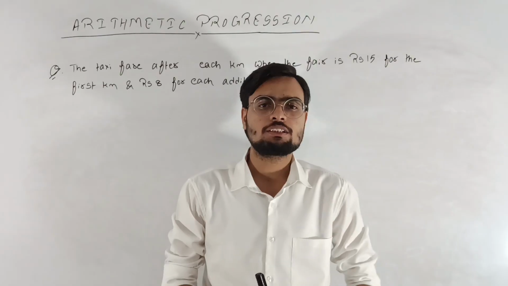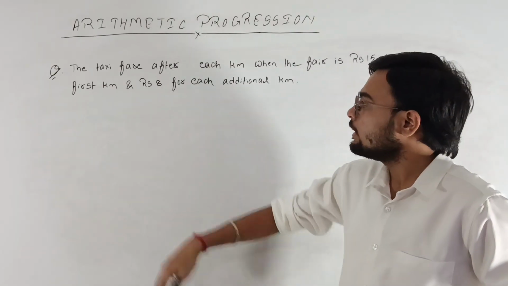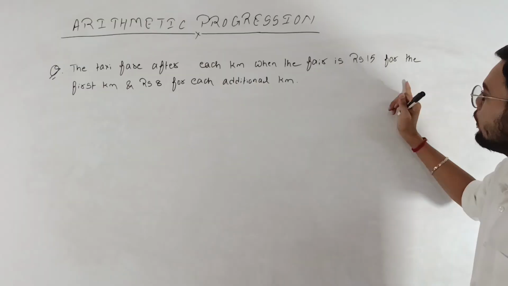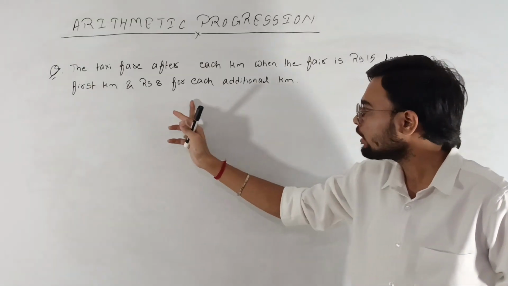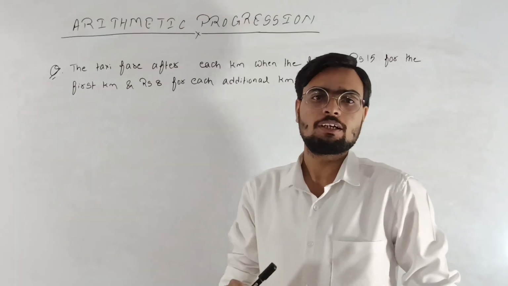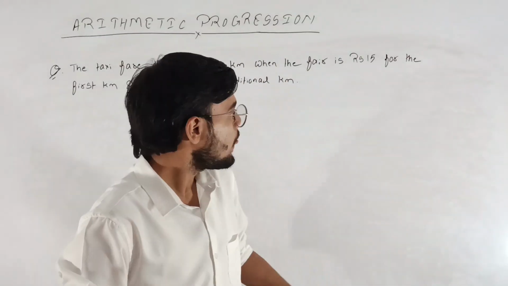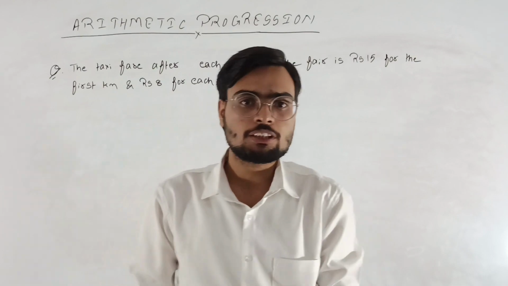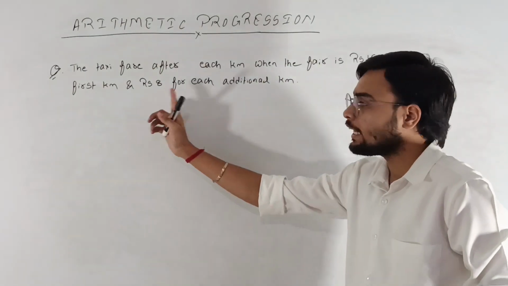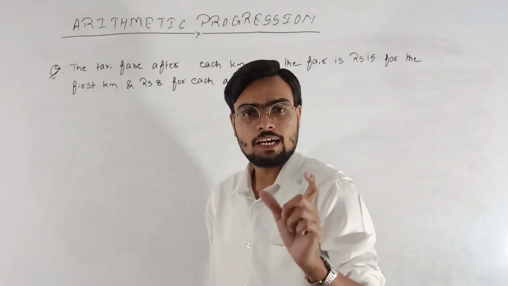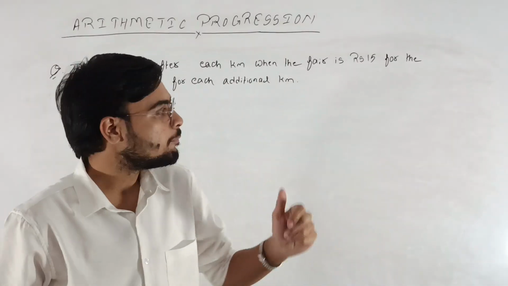Okay, now let's move towards our next question, that is the taxi fare after each kilometer, when the fare is rupees 15 for the first kilometer and rupees 8 for each additional kilometer. Now look, we have a sequence of taxi fares. In this sequence we have to pay rupees 15 for the first kilometer, and after this first kilometer we have to pay rupees 8 additional for each kilometer. Understood? Then we have to check whether this sequence is in AP or not.